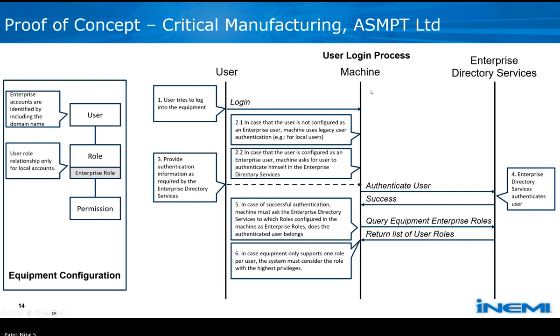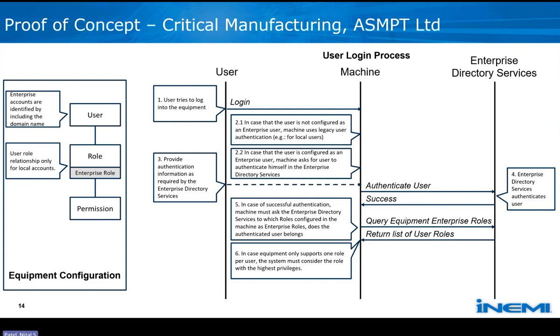So the POC consisted of extending this mechanism to support the proposed user login and authentication method. The change was that if a user includes a domain prefix in the username, it's considered an enterprise user. And for the roles, you have the option to map to an enterprise role so that the system can recognize that the role is from the enterprise.